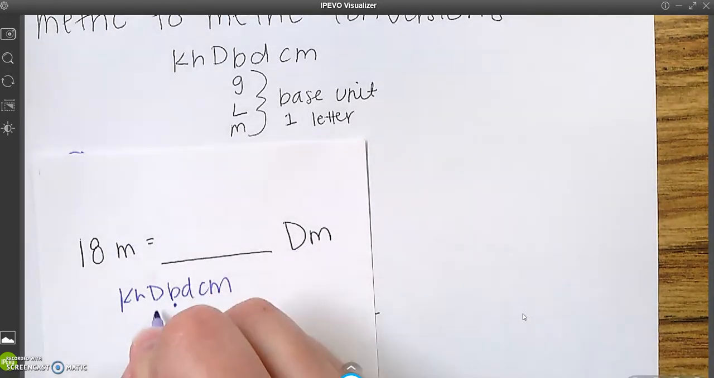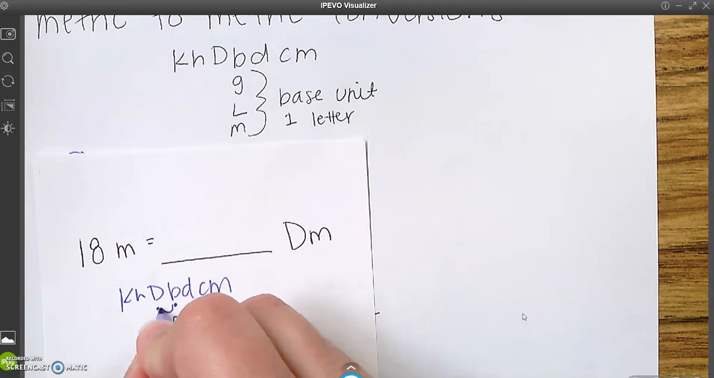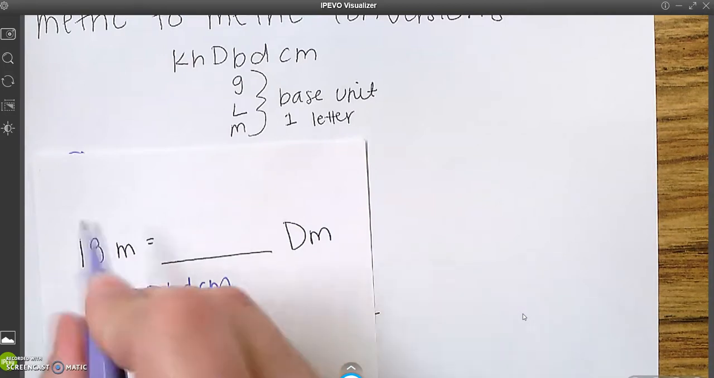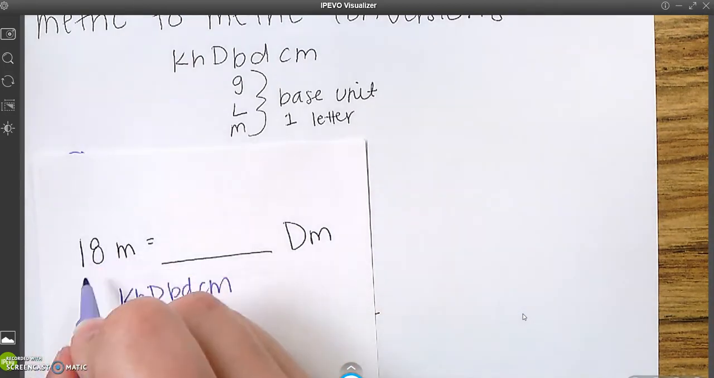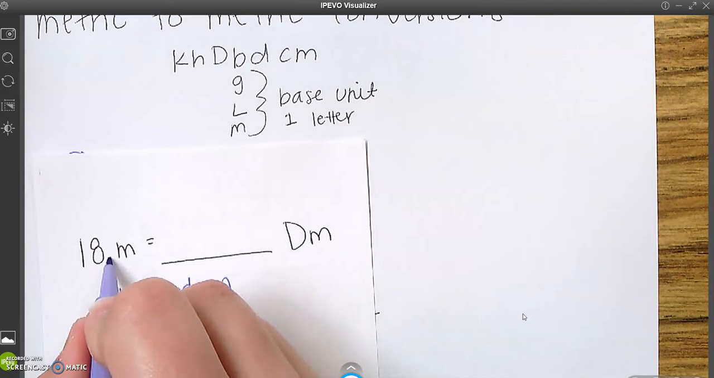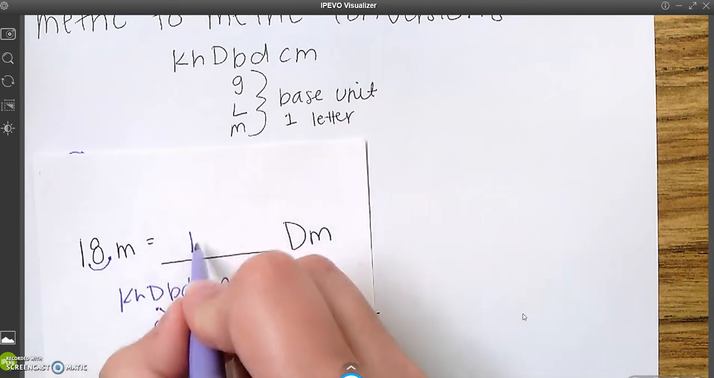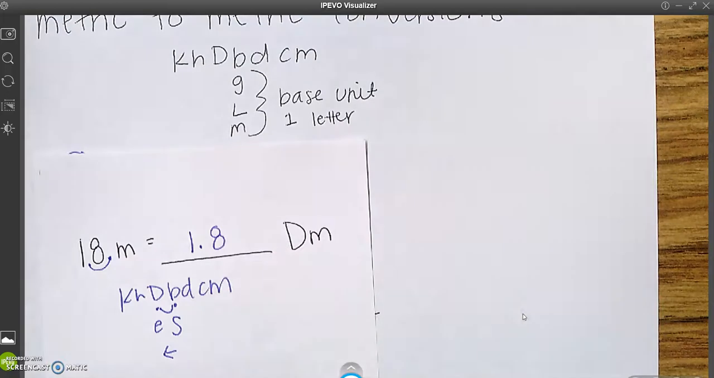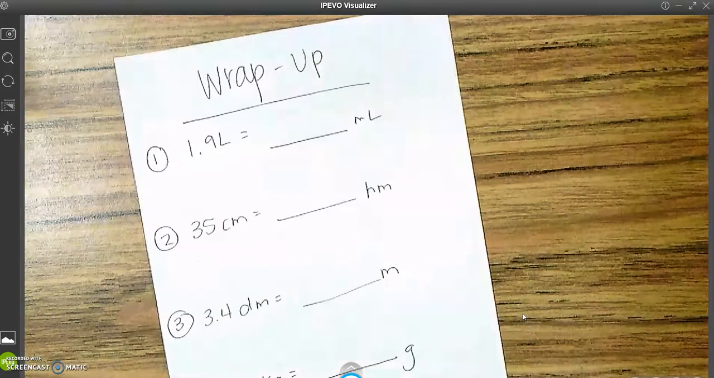I want to end at deca. So I moved 1 spot to the left. No express decimal here, so it has to be at the end of the number. 1 spot to the left. 1.8 decameters. Okay. Here is a wrap up, some questions for you to try on your own.